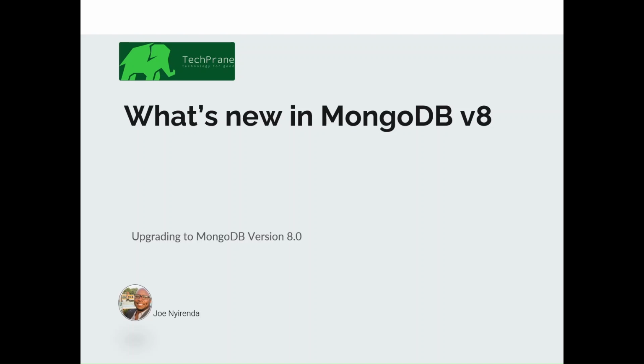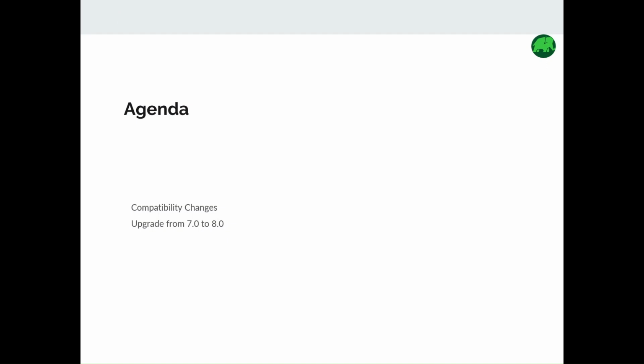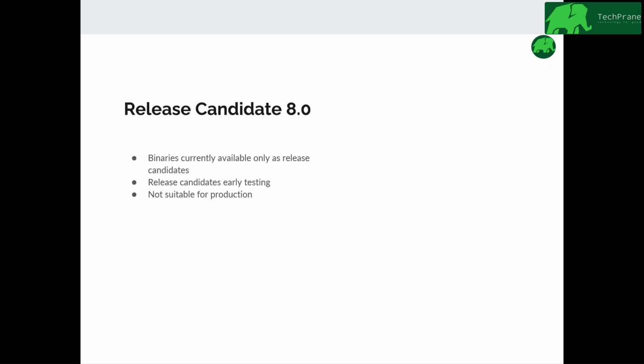So let's dive right in. The compatibility changes that we'll be exploring, I think, are the important ones. There'll be others that we don't go into detail. We'll also look at the upgrade path from MongoDB 7 to MongoDB 8. There is a release candidate that I downloaded from the MongoDB website. With a release candidate, I'm able to do some early testing. Release candidates are generally not suitable for production purposes, but we can get to play with it locally.